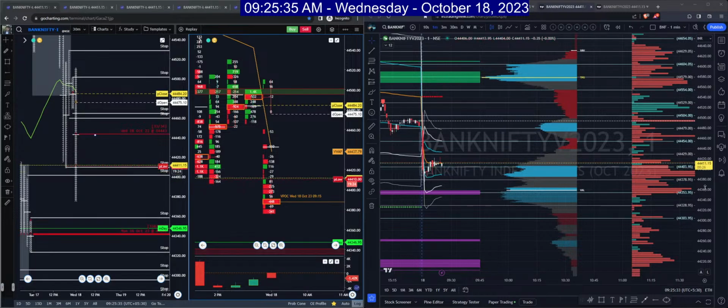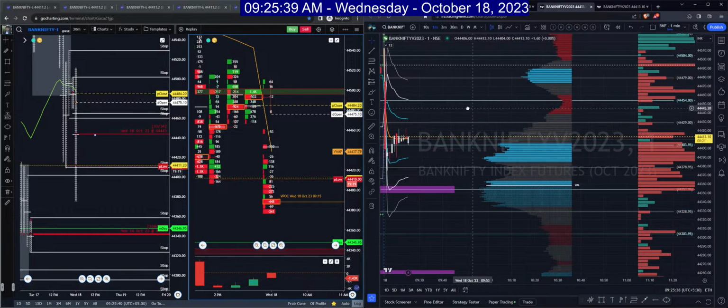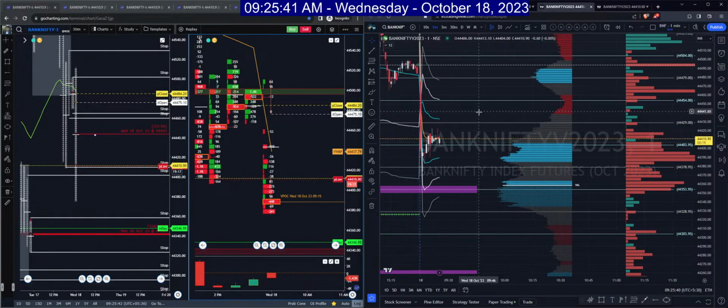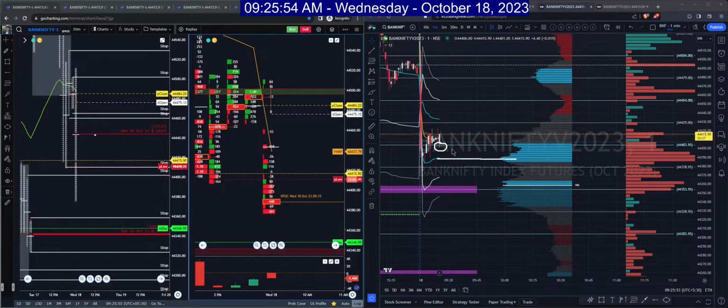Let me just maximize this chart so that it is easier to watch. Okay, so it has broken this level. That is a sign. So let's see if we get continuation towards this. The absorption, so the sellers' absorption is happening.